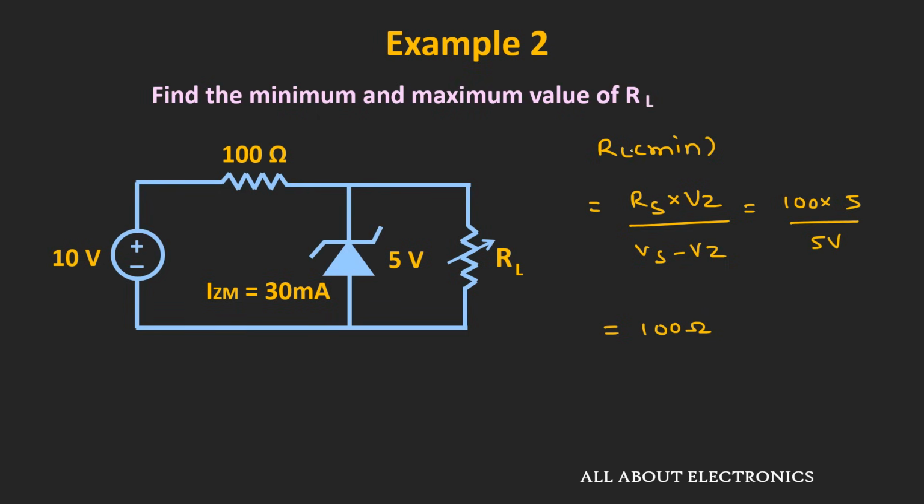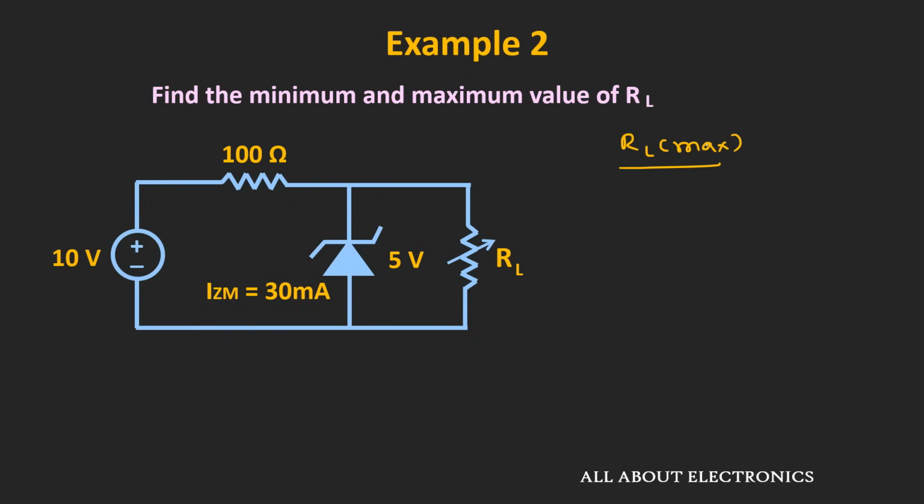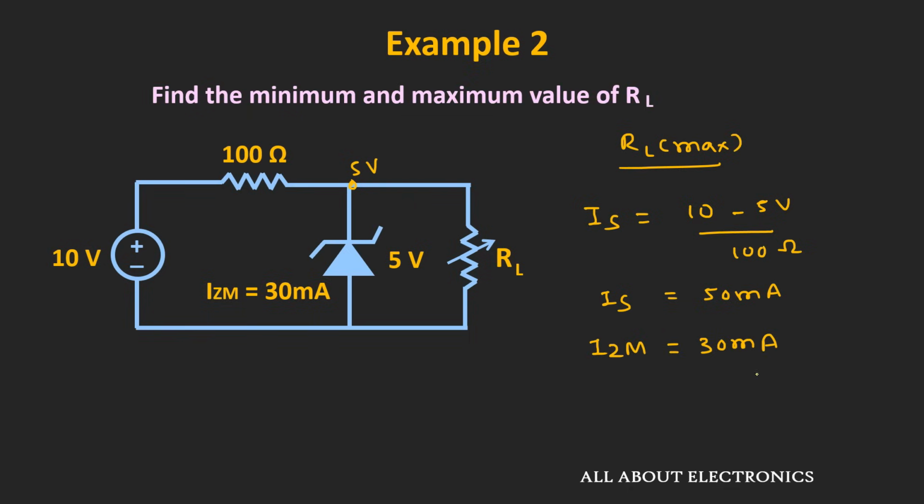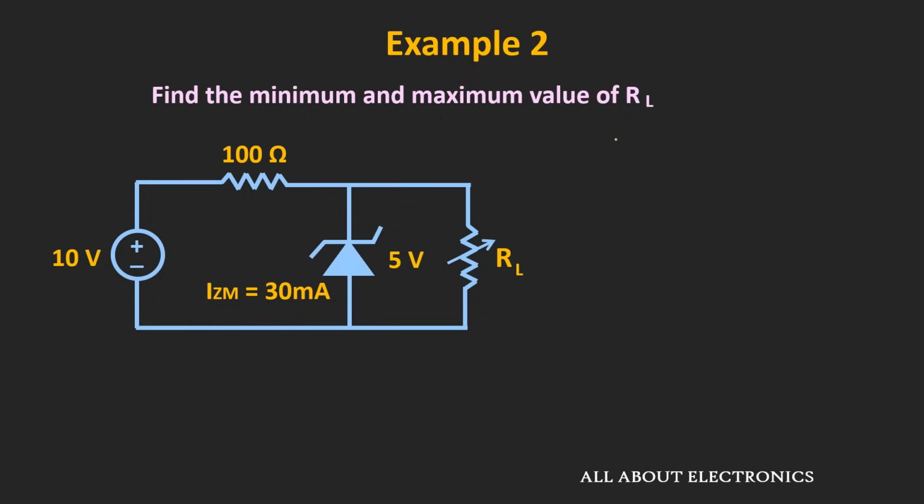Similarly, now let us find out the maximum value. For finding the maximum value, first of all we will find the source current Is, which can be given as 10 volt minus 5 volt divided by 100 ohm, that is equal to 50 milliampere. This is the source current supplied by this 10 volt source, and from this we can say that IL minimum will be equal to Is minus Izm, that is 50 minus 30, that means 20 milliampere.